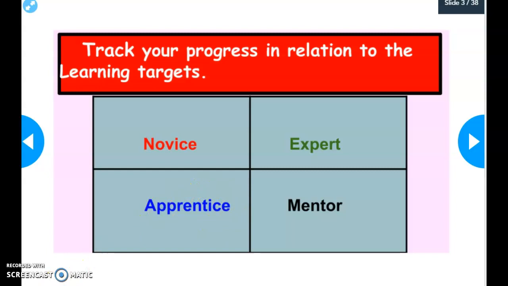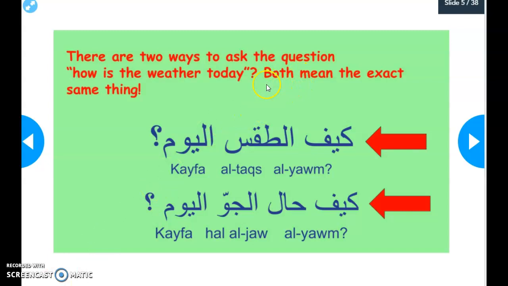The first thing I would like to show you, boys and girls, is how to ask how's the weather today. There are two ways to ask this question in Arabic. They both mean the same thing. The first one is كيف الطقس اليوم؟ How is the weather today?